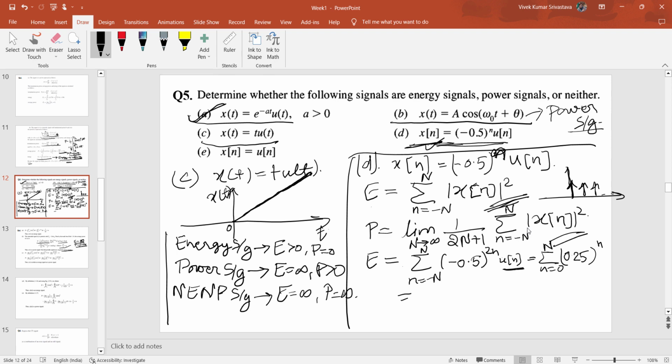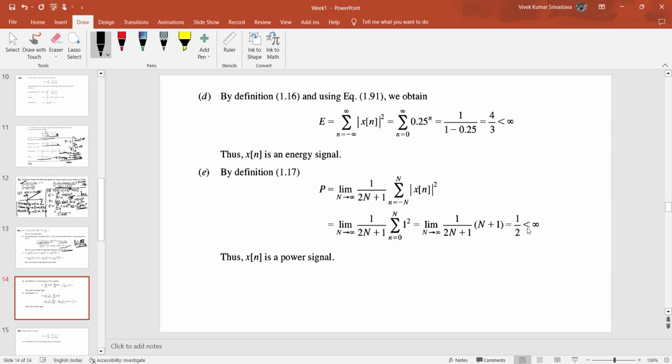Here you can calculate this value. This will be equal to 1 over 1 minus r, which is basically the summation of an infinite number of GP terms. I am using this formula for evaluating this expression. That's how you can calculate the energy contained in the signal. Once you calculate, you will find that the energy is finite here. So that's how you can say that this signal is an energy signal.